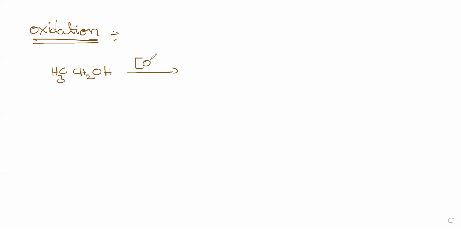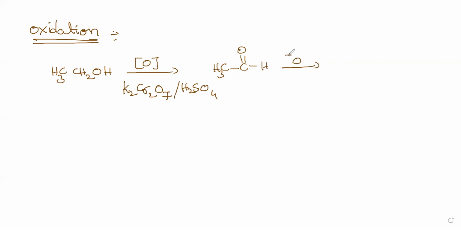Oxidation is done by K2Cr2O7 and H2SO4. I told you the sequence. Alcohol, when it gets oxidized, gives an aldehyde or a ketone. So this is what you get, acetaldehyde. K2Cr2O7 is a very powerful oxidizing agent. It will oxidize this further to get an acid. So this is the first one.